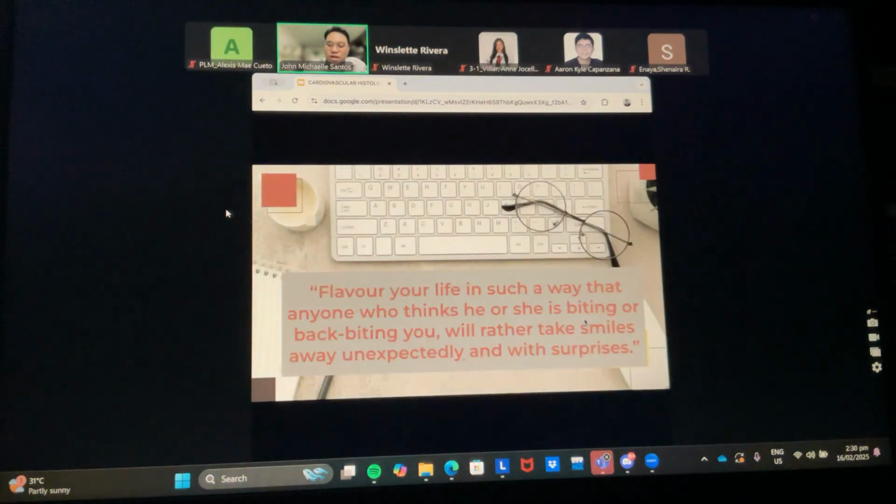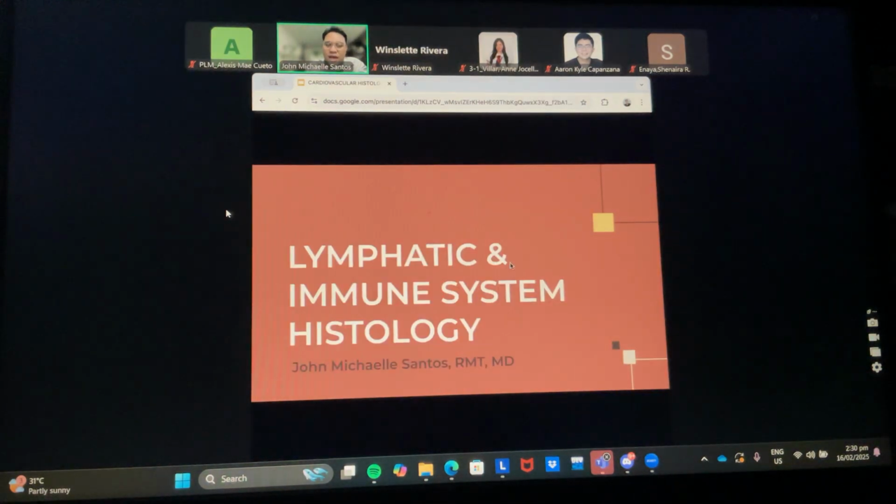So that's just a cookie cutter of our lecture. So let's now proceed to your lymphatic and immune system histology. Okay, so far nakaka-keep up naman kayo. Although I admit this is quite overwhelming kasi nga two systems tayo, actually tatlo nga. Lymphatic is different from your immune system. Ayan. Don't worry, I will give a copy naman of my lecture slides for your review. Okay, so now let's go to your lymphatic and immune system histology.